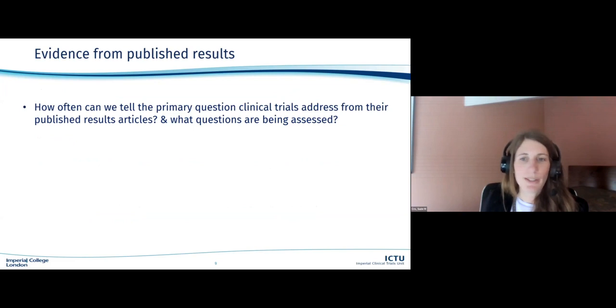So what about the use of Estimands in published trial results articles? How often can we actually tell precisely what questions trials have addressed from their final results reports? What's the state of play here when it's critical to understand what questions have been addressed in order to make fully informed decisions about medical interventions? Now, as this is a new area of focus, also exactly what types of questions are trialists actually targeting?